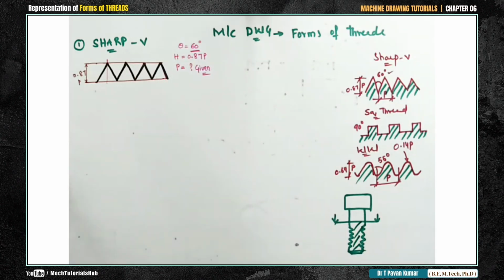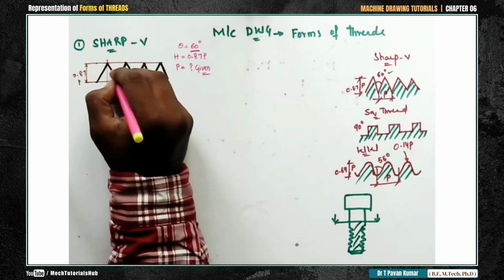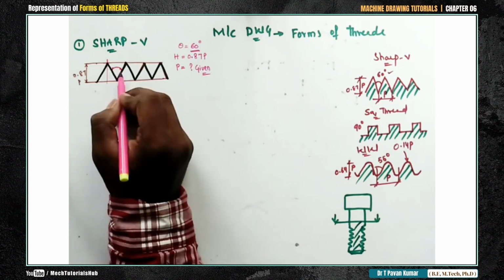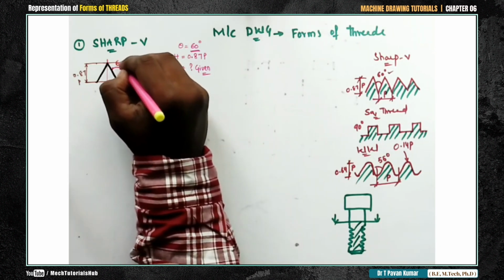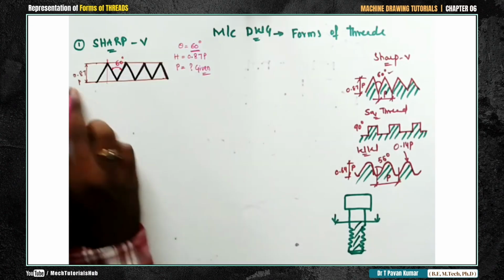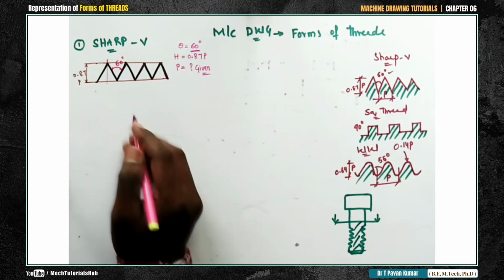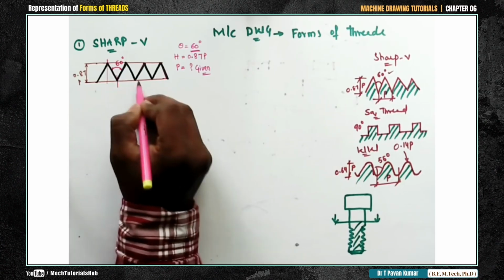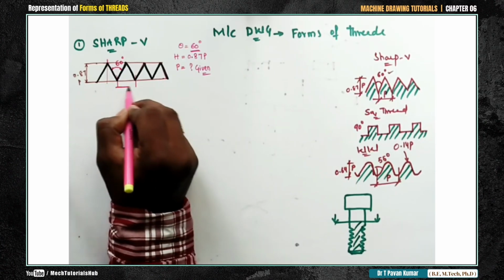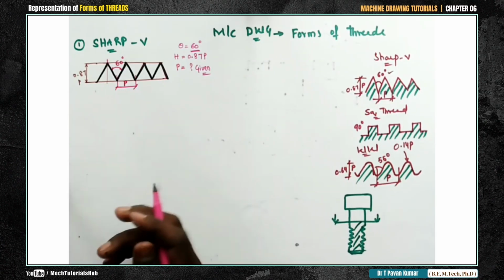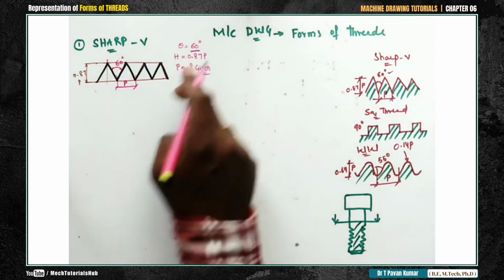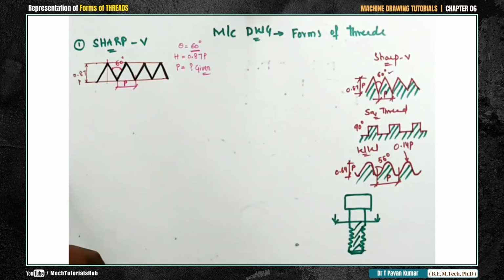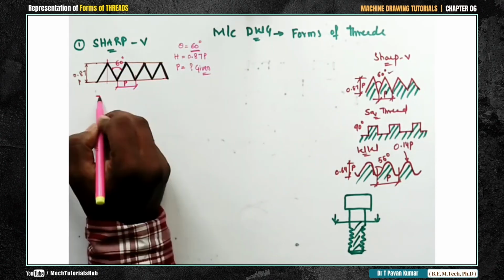Now sharp V, as I said, is used in some effective positioning where you require more contact between two surfaces. In such cases we use sharp V threads. One more point we can make: we can use it in applications with larger contact areas. This is a small description, two points about the sharp V thread.